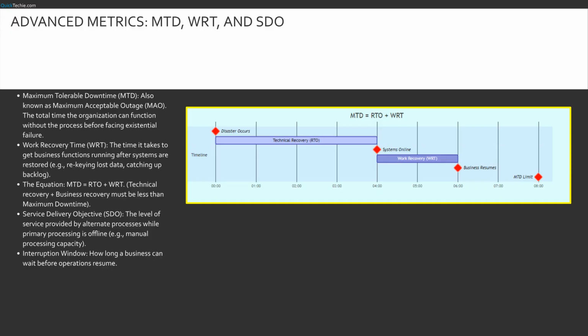We also define the Service Delivery Objective, or SDO. This defines the level of service we can offer during the disaster. Perhaps we can process 50% of orders manually while the systems are down.